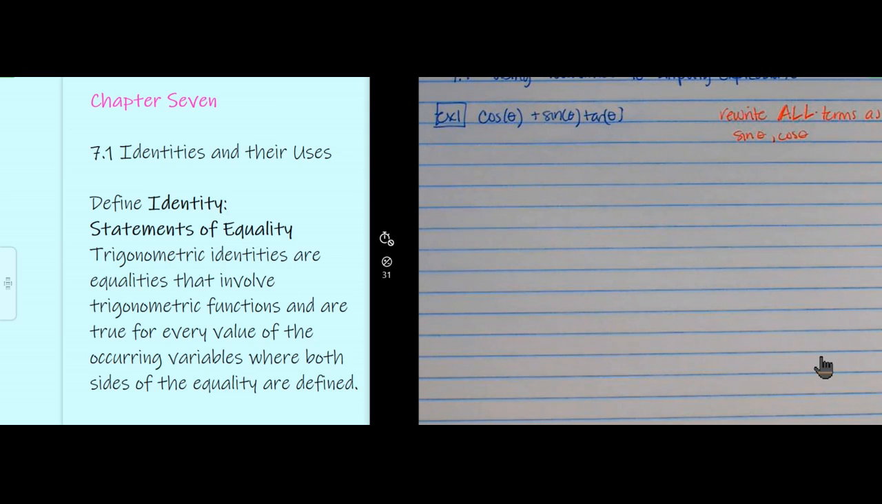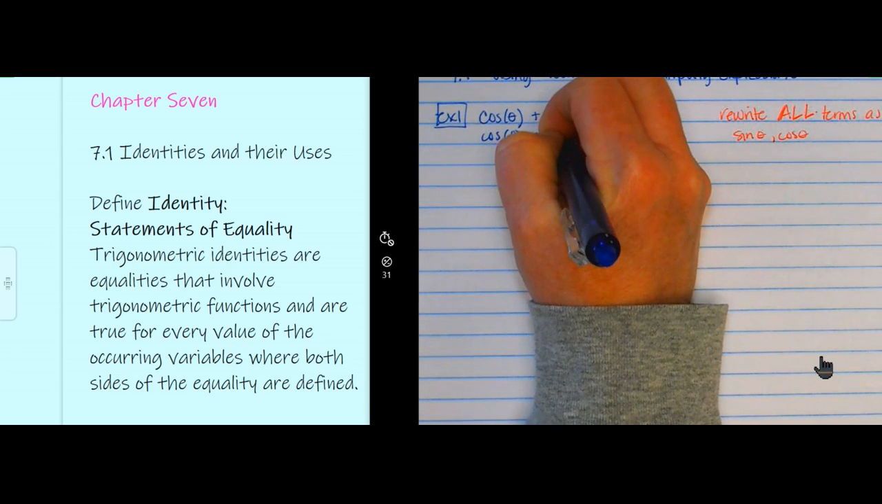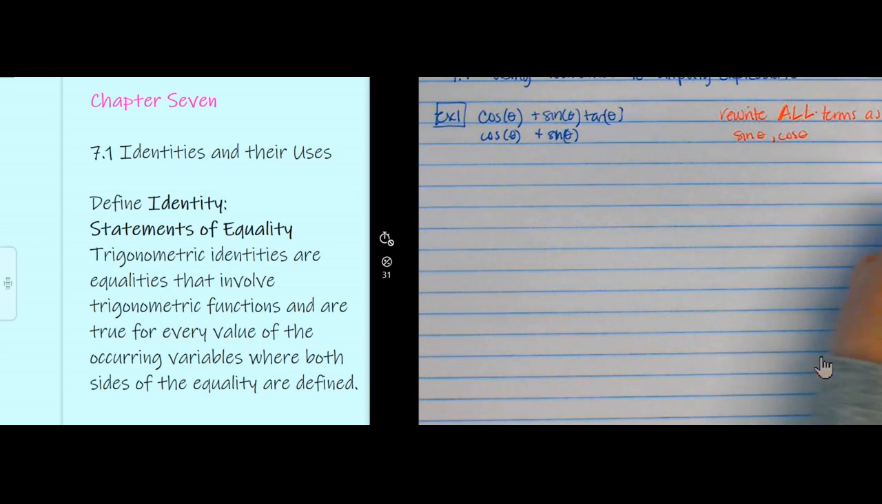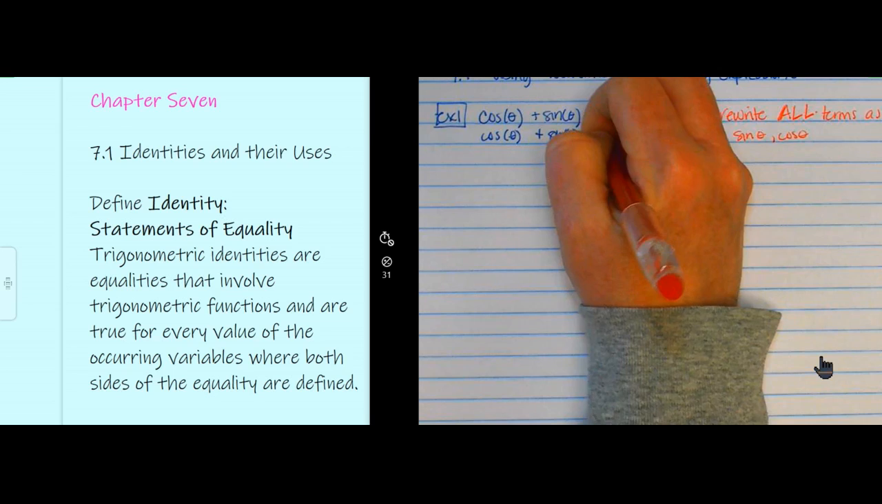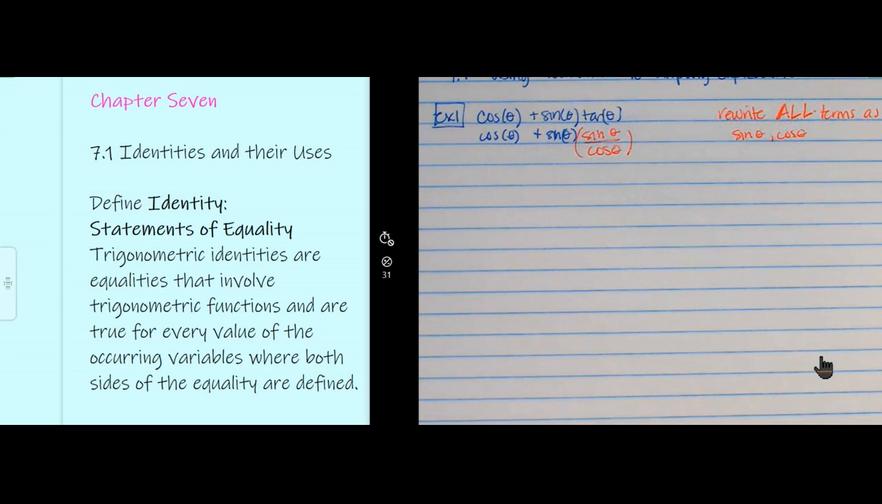And to do that, I've written in red, rewrite all terms as sine or cosine. So I already have cosine of theta. I'm going to leave that. I have plus sine of theta. But tangent, I'm going to rewrite as sine of theta over cosine of theta. So this part in red is tangent, rewritten as sine and cosine. So that's what we're going to do for almost all these problems. Then we'll find some sort of way to manipulate our problem so it simplifies.